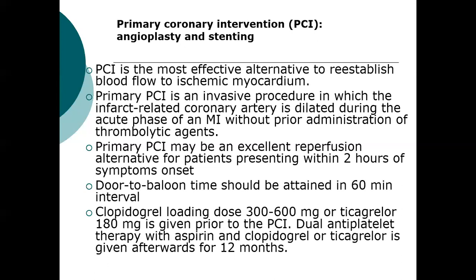Then we usually do an angiogram. An angiogram is where we visualize the heart vessels, the coronary vessels, to see where the blockage is. This is a diagnosis to show exactly where the insult has occurred. Once you're able to determine where and the extent of the insult, then you are able to do the primary coronary intervention. This is PCI, angioplasty, and stenting.